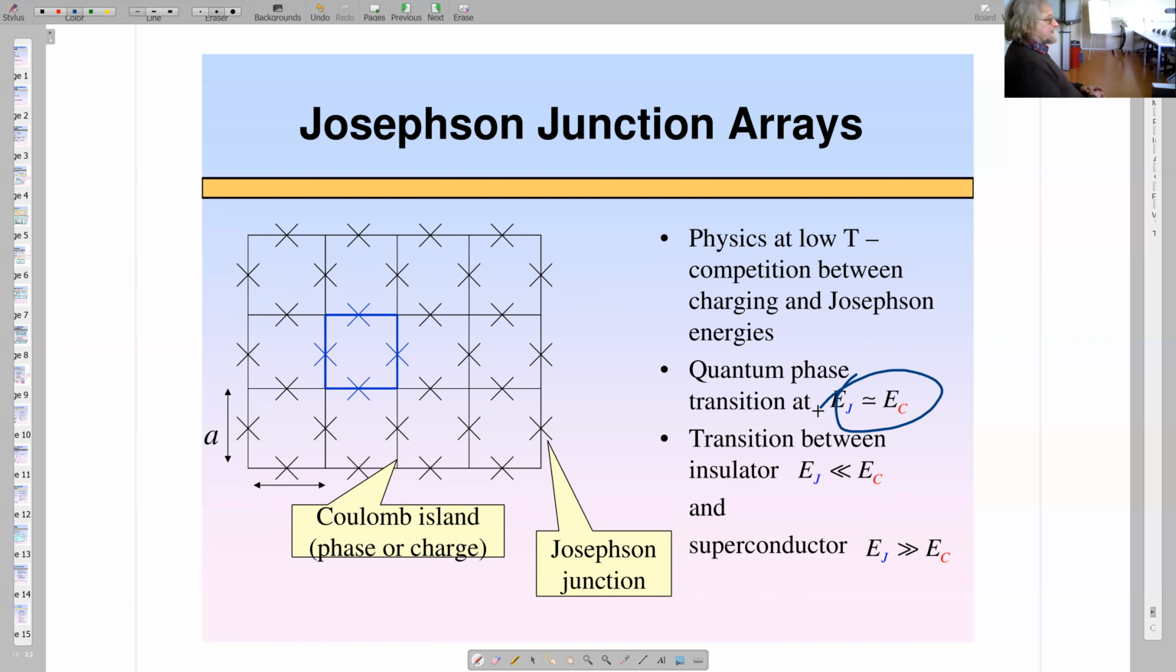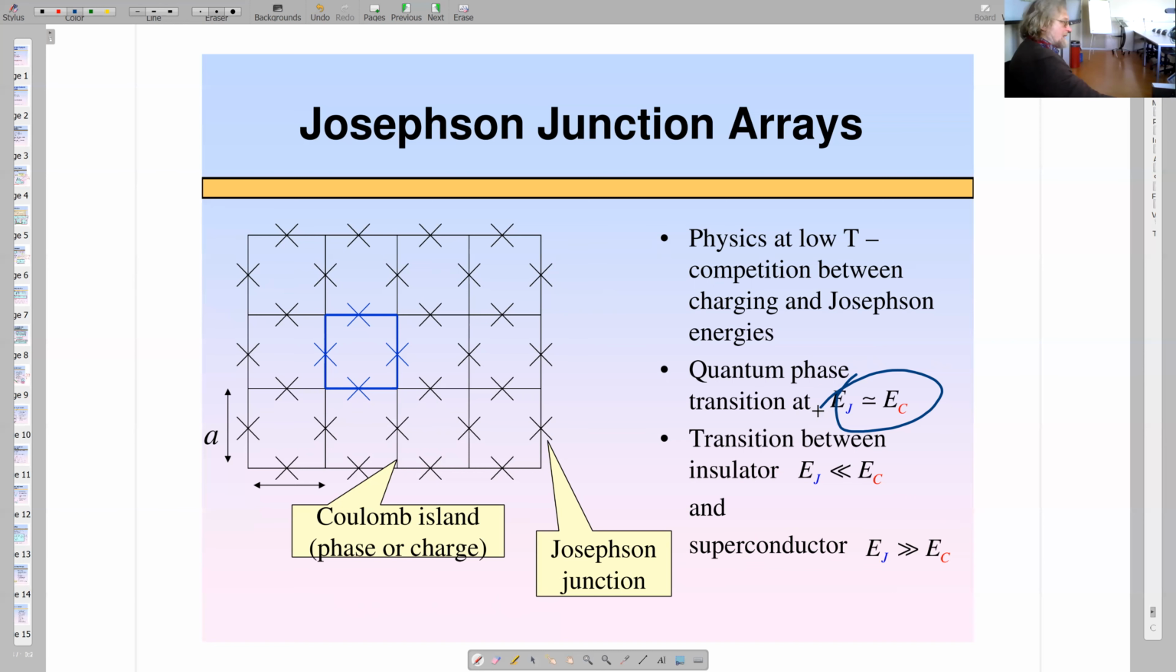Eventually, people think that high temperature superconductors somehow exemplify this sort of transition. One could think of Josephson junctions. Right, so that was one of the ideas.